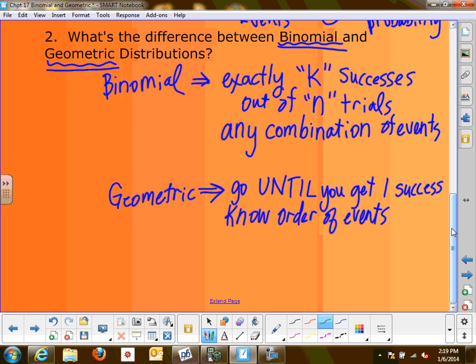Okay, so here we go. How about this? Any combination is binomial. So you got A, B, C. Any combination, A, C, B, is binomial. Any combination is a binomial.